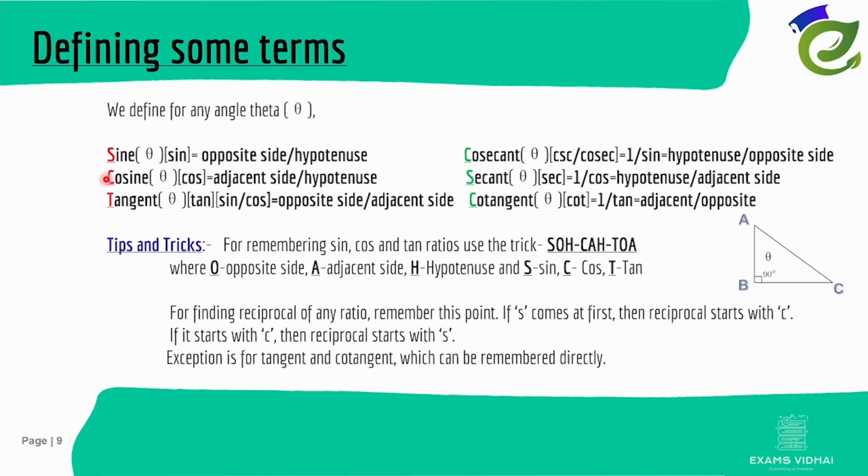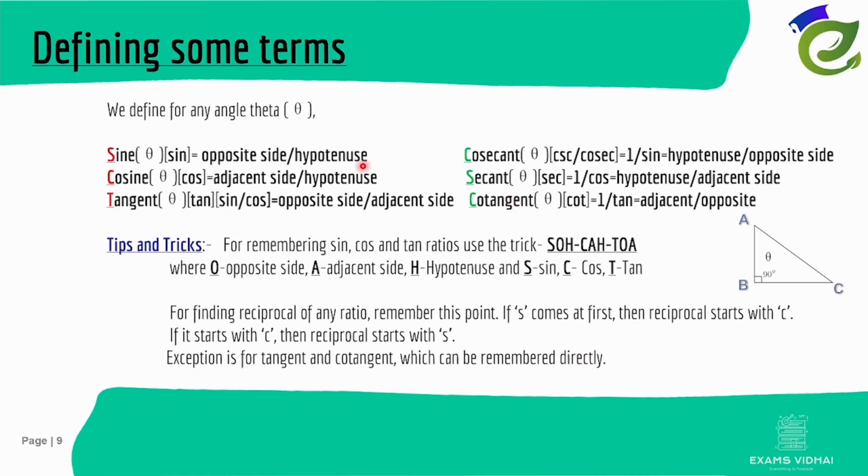But we do know for sure that it is not cosine, because we have it here: sine is opposite over hypotenuse, cosine is adjacent over hypotenuse. So we know it's not cosine. So what is the only other ratio which starts with a C? We have cosecant, right? And the exception is for tangent and cotangent. You can just directly remember this.